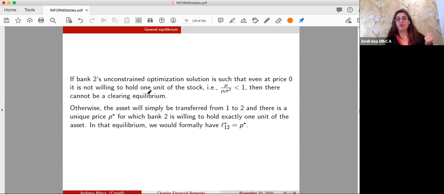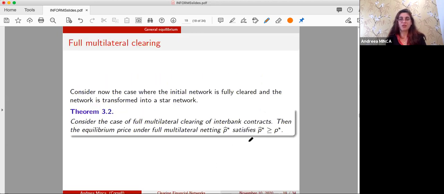On the other hand, if this is larger than 1, so if the bank is willing to hold more than 1, then the asset will be transferred from bank 1 to bank 2, and there is a unique price p star for which bank 2 is willing to hold exactly 1 unit of the asset. And in this equilibrium, the payable between 1 and 2 is going to be Li star equal to p star.